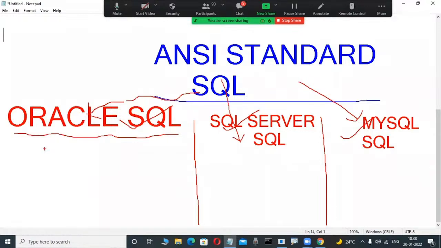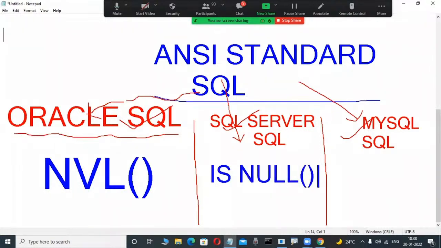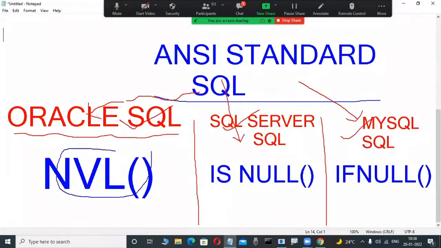And functions are also different. Suppose we handle null values: on the Oracle side, NVL is a function. But if I use the same function in SQL Server, does it work? No, not working. Why? Because that is a different language. In SQL Server, ISNULL is the function we use for handling null values, since arithmetic operations performed on null values again become null. In MySQL, if I copy the same function and paste it, it does not work either; IFNULL is used there. That's why functions are totally different.